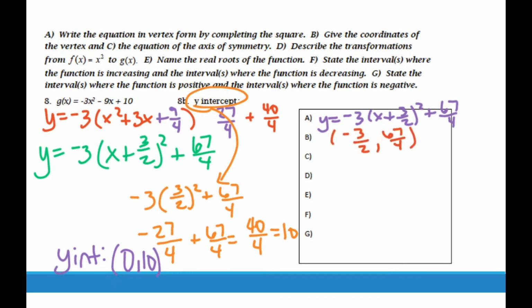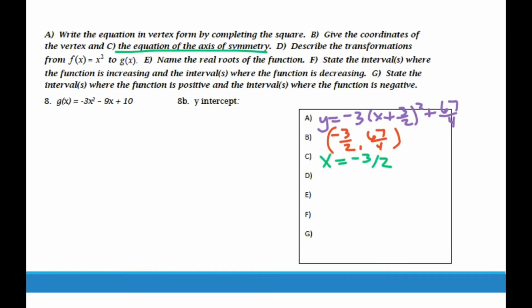Okay, now we're on to part B, the vertex. And so the vertex is coming from that negative 3 halves and the 67/4. And then the next thing we're going to do is the axis of symmetry. And so that's x equals negative 3 halves.